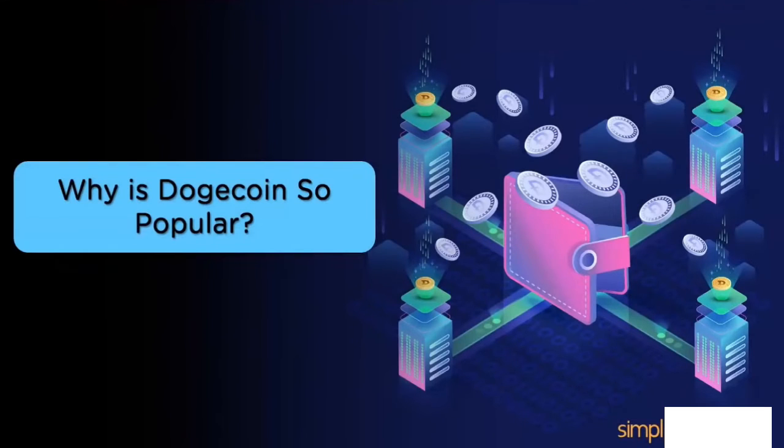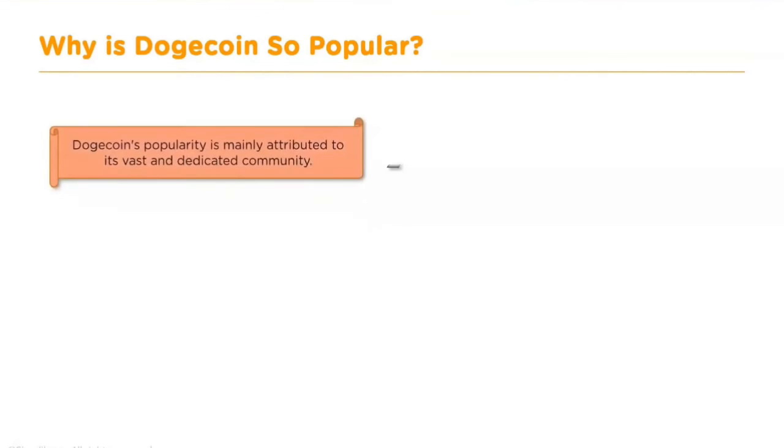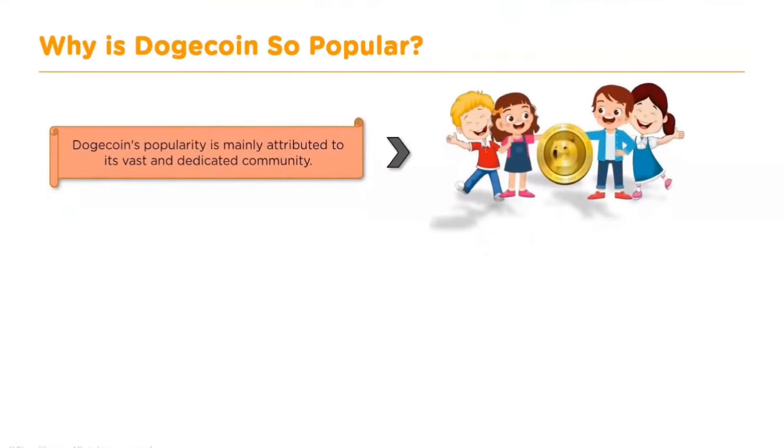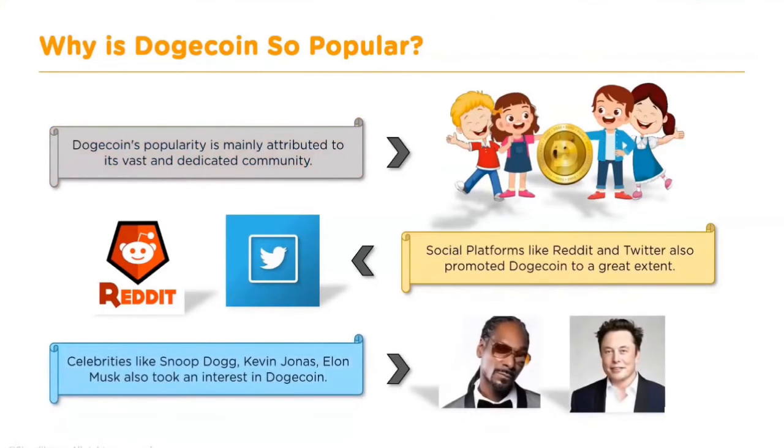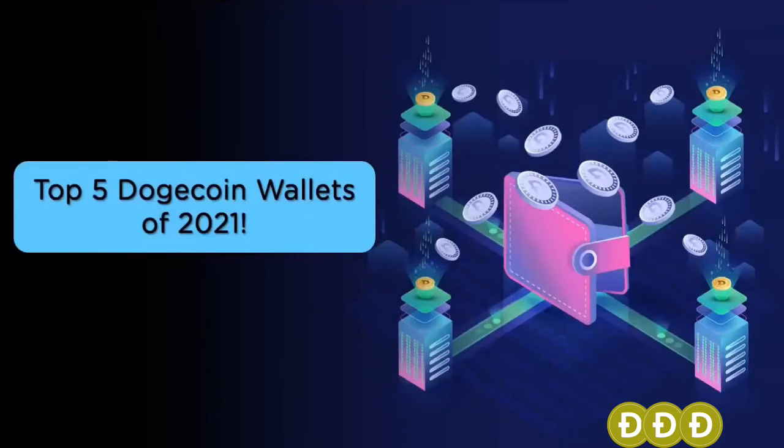This makes me wonder, why is Dogecoin so popular? Despite being in tough competition with other strong cryptocurrencies like Bitcoin, Dogecoin has never missed an opportunity to be in the limelight. Dogecoin's popularity is mainly attributed to its vast and dedicated community. Other than that, social platforms like Reddit and Twitter also promoted Dogecoin to a great extent due to its fun factor and the whole joke story behind it. Celebrities like Snoop Dogg, Kevin Jonas, Elon Musk also started taking an interest in Dogecoin and posting pictures and comments on their social media handles, which increased the craze of Dogecoin all around the world. So this was all about Dogecoin wallet.